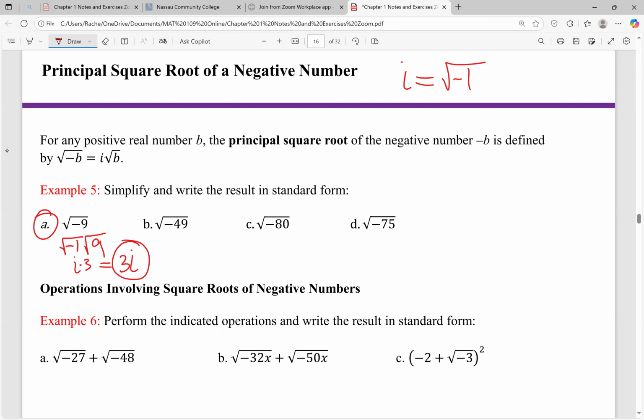So let's look at B. We're going to factor out a square root of negative 1 again. So we're going to end up with the square root of negative 1 times the square root of 49. Square root of negative 1 is I. Square root of 49 is 7. So we're going to get I times 7, or 7I.